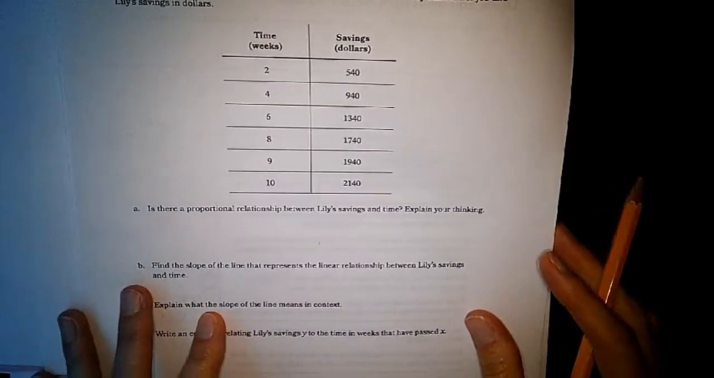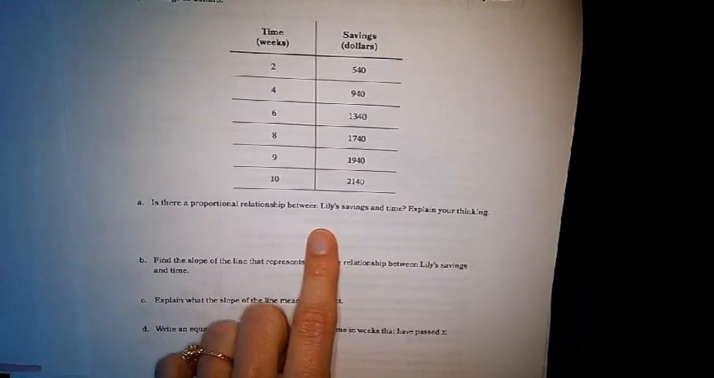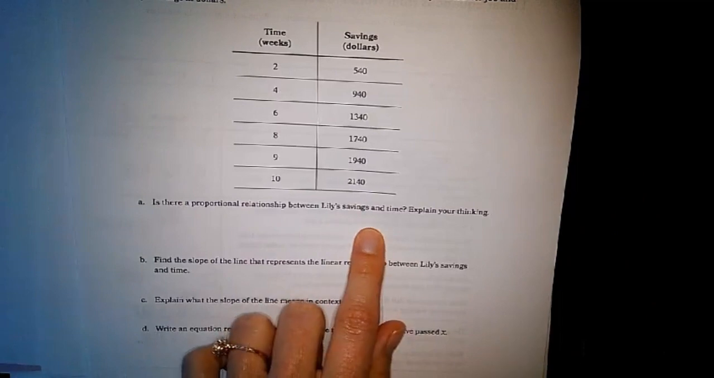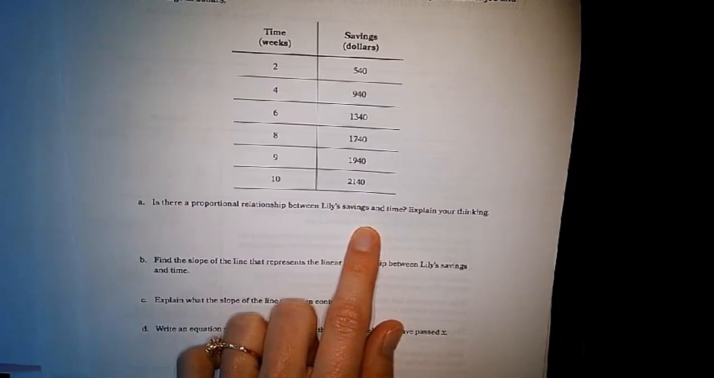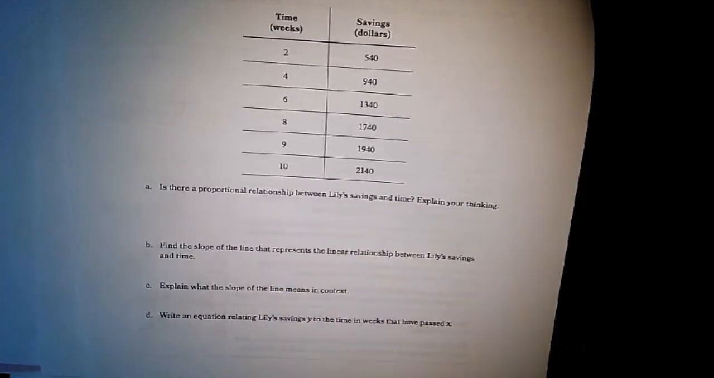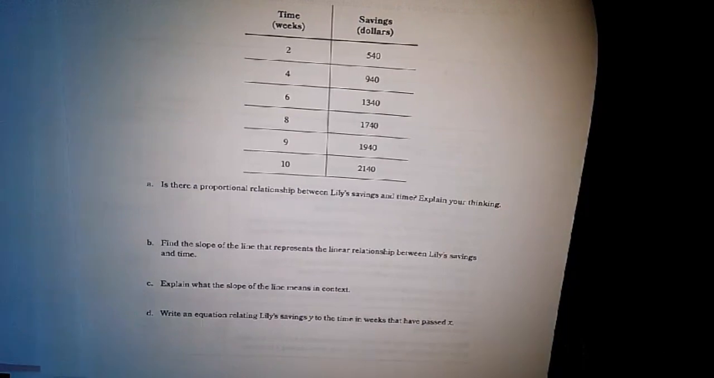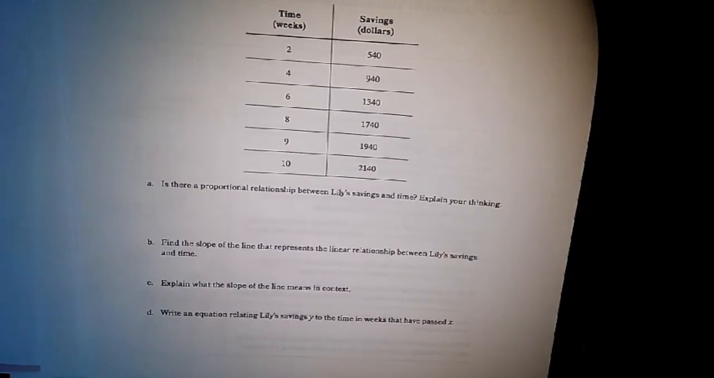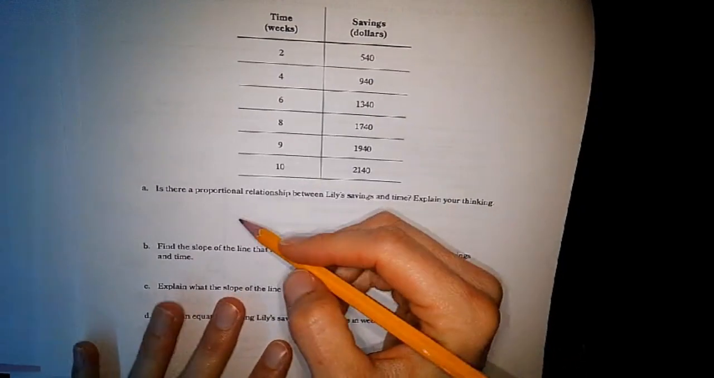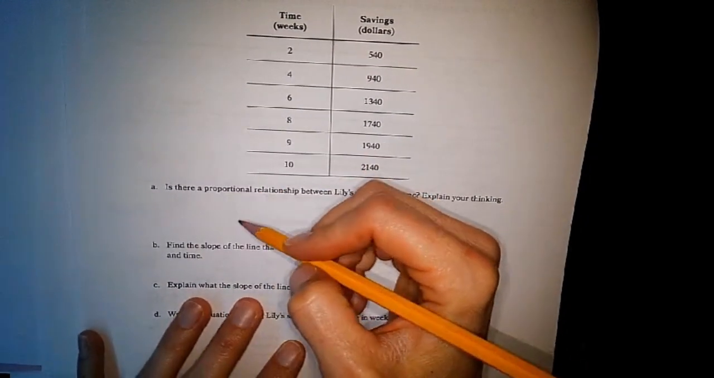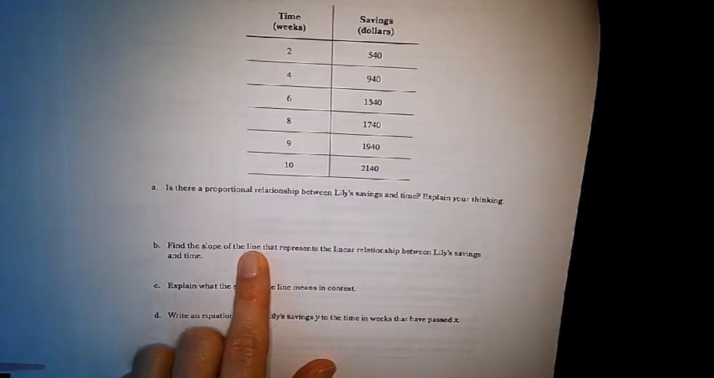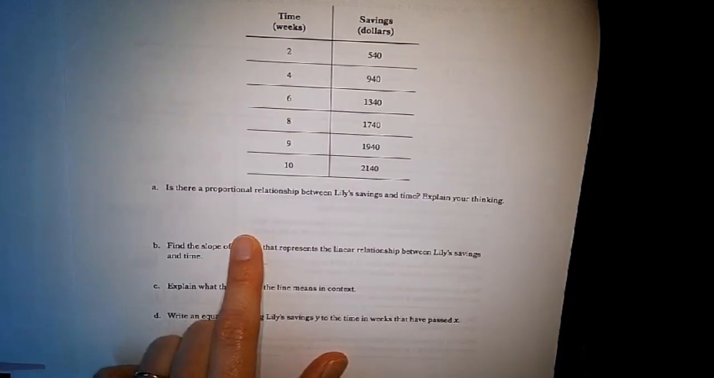So, they want to know, is there a proportional relationship between her savings and time? How do you find out a proportional relationship? If it's constant, if it's changing at the same rate every week. Is it changing at the same rate every week? Yes. How much is it changing per week? Everybody agrees that we're changing at 200 a week, but is it a proportional relationship?